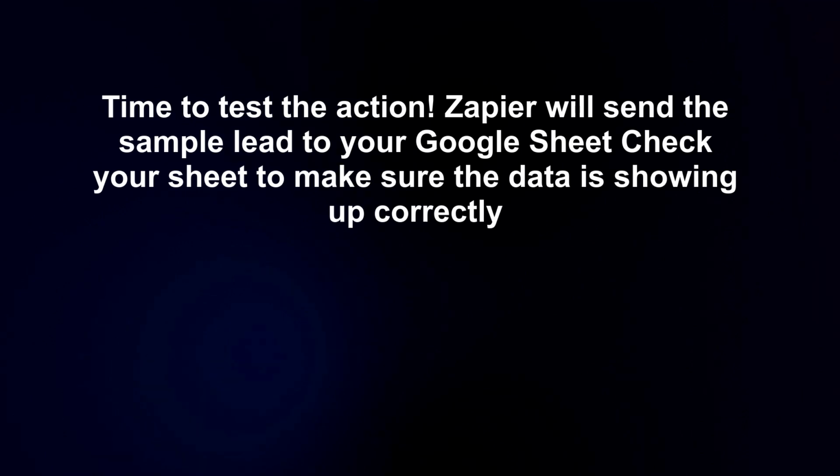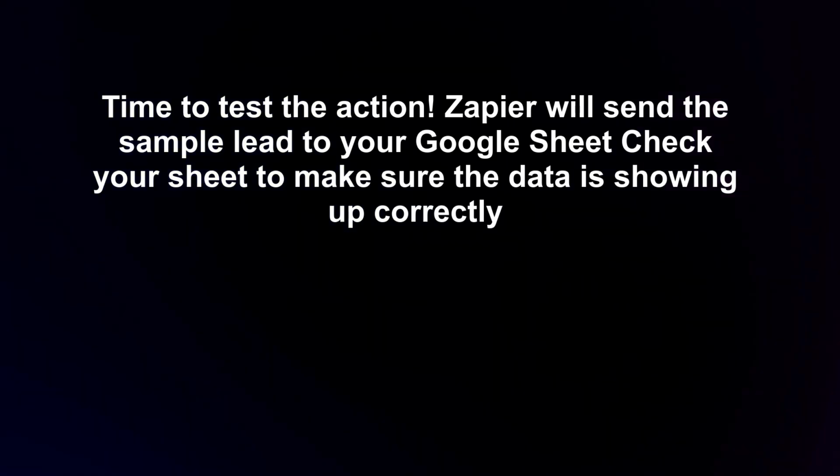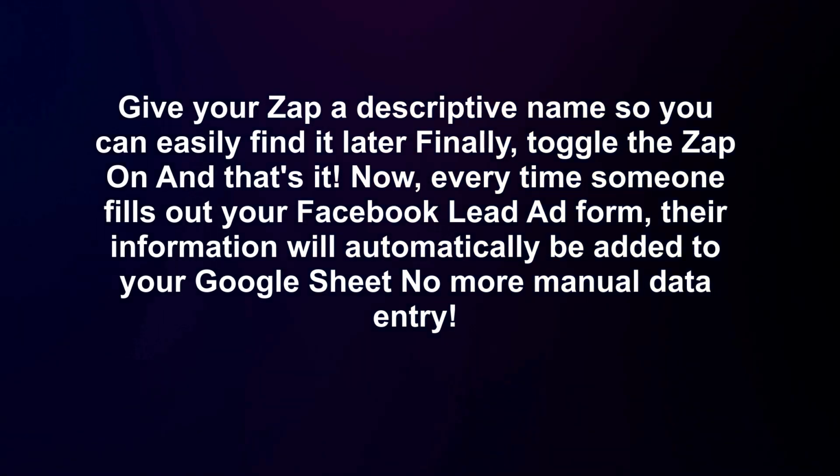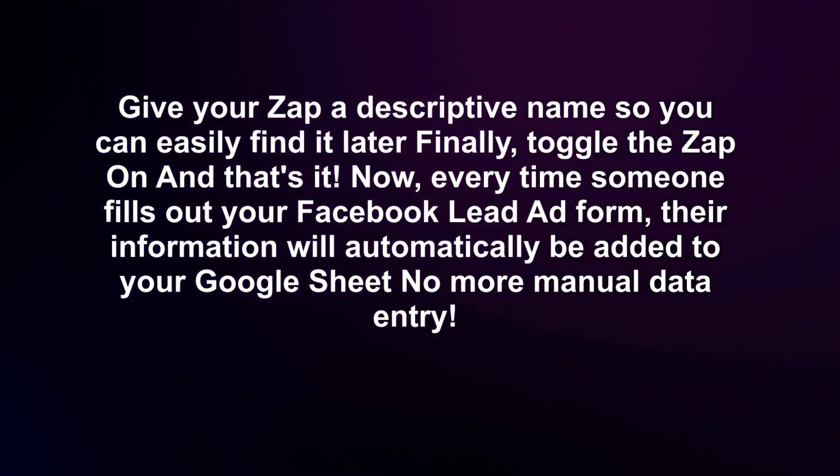Zapier will send the sample lead to your Google Sheet. Check your sheet to make sure the data is showing up correctly. Give your Zap a descriptive name so you can easily find it later. Finally, toggle the Zap on and that's it.